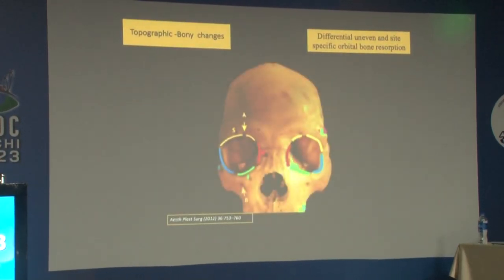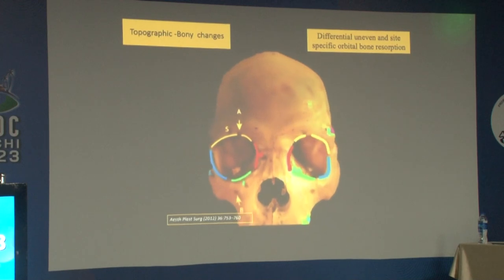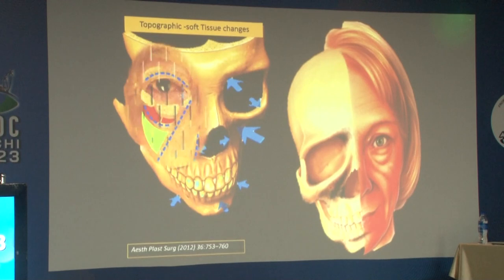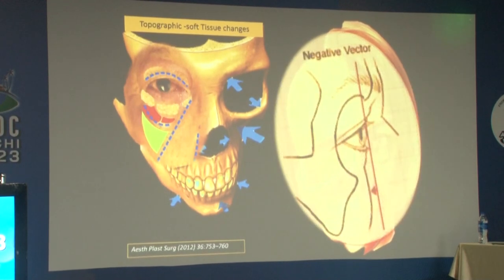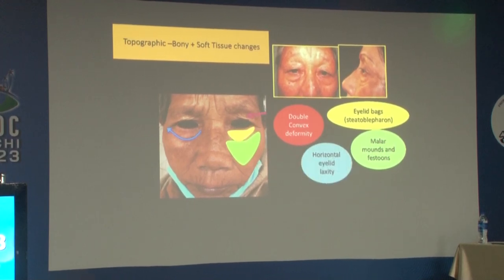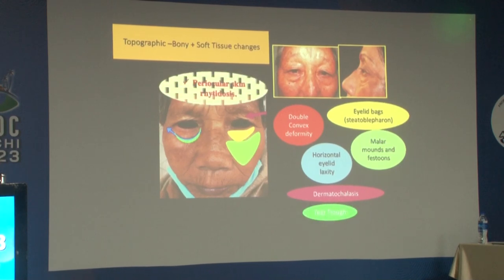So the whole positivity, the young look, changes into a little elderly look because of the differential, uneven and site-specific bone changes that we see, where the pyramid becomes more squarish as we age, and also the topographic changes. This leads to multiple periocular changes, which can be in the form of the ibex, in the form of the malar mounds and the festoon, in the form of a double convex deformity, that is you have both the mounds and the bags, in the form of horizontal laxity, in the form of dermatochalasis, or in the form of the tear trough and other wrinkle periocular changes.